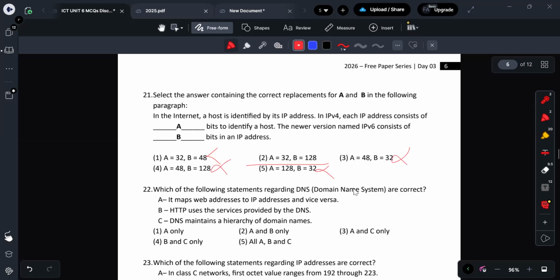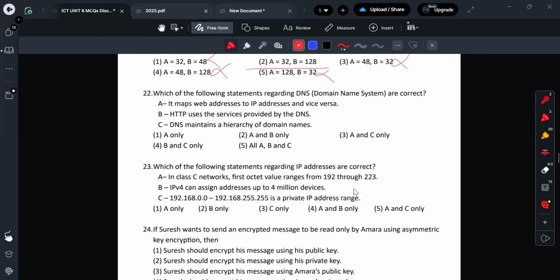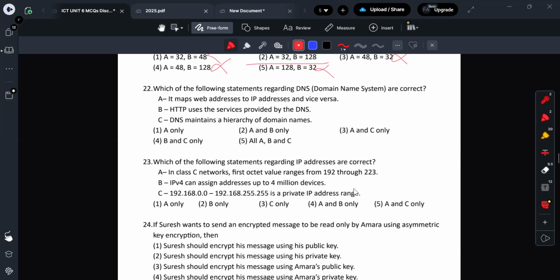Okay, correct. Good. Which of the following statements regarding DNS are correct? So domain name system is something which is important. They ask that often. So what does the DNS do? Let's see option A. It maps web addresses to IP addresses and vice versa. This is vice versa. Correct? Yes or no? Yes.